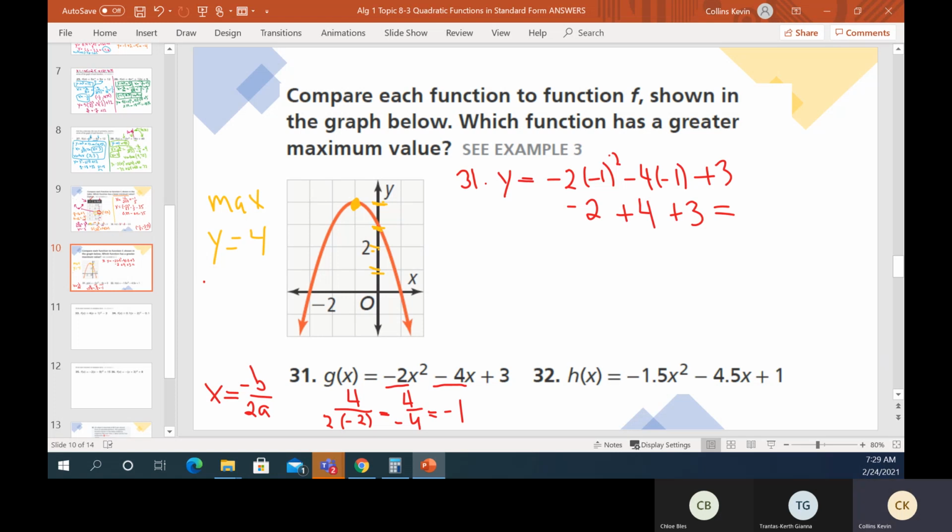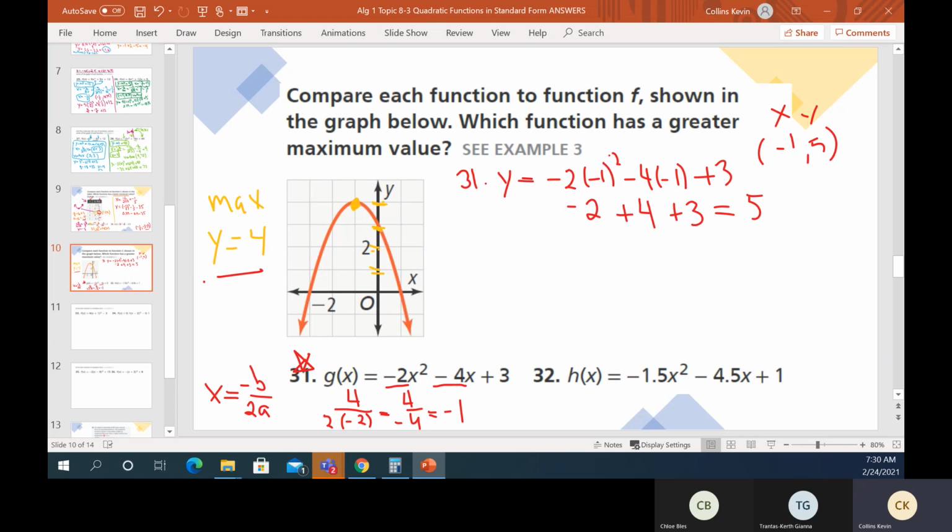And we get 7. 4 plus 3 is 7, minus 2 is 5. So the vertex for this one is going to be at negative 1, 5. But the y value is the important one in this case. So it's 5, and the other one was 4. That means this one has the greater maximum value. So this one wins for that one.